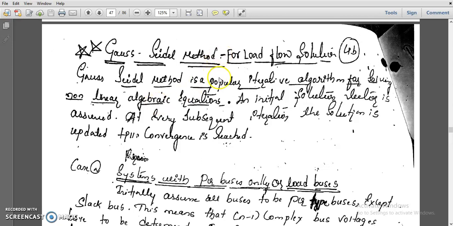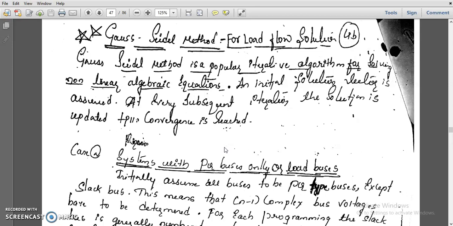The Gauss-Seidel method is one of the popular techniques for solving non-linear algebraic equations. An initial solution vector is assumed, and in every subsequent iteration the solution is updated until convergence is reached. Using this method we calculate the voltage of the different buses. As I told you in the previous lecture, there are three types of buses: slack bus, PQ bus, and PV bus. Gauss-Seidel is applied for each bus, and we use different equations for the slack, PQ, and PV buses to calculate the different variables.